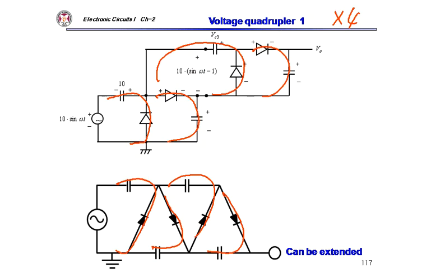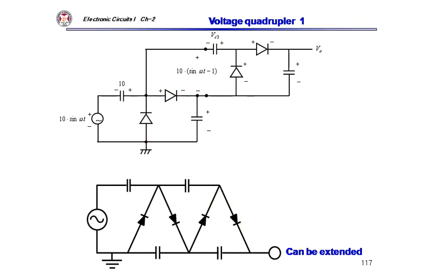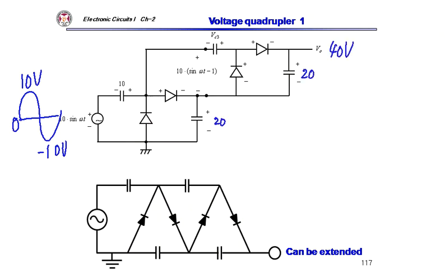So let's see. The upper one looks more convenient to look at. How come I have a 4x there? So I may have 10 volt, minus 10 volt there. And then I may have say 20 volt here, 20 volt here. Then I have a 40 volt there. So it is a quadrupler.